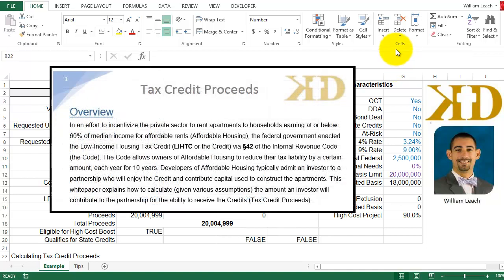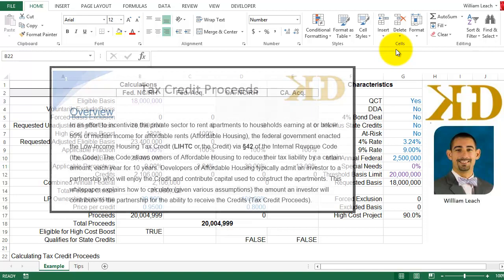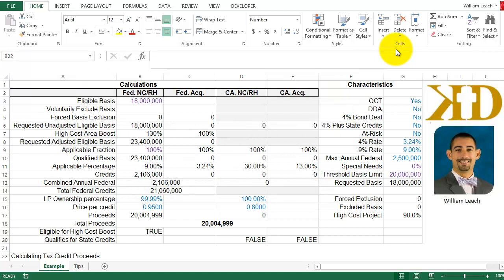If you haven't already, pause the video and read the companion white paper that this video accompanies. Let's dive in. Before we get to a few calculations and scenarios, a bit of housekeeping.